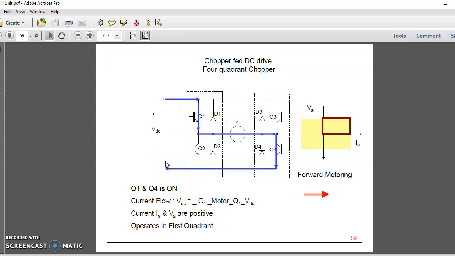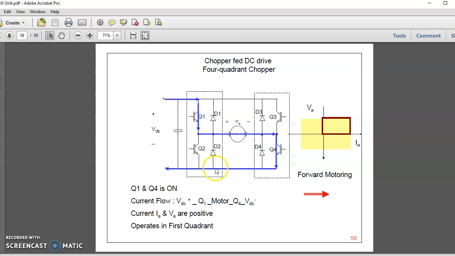So today we are going to discuss the last topic of this unit, that is the type E chopper connected to a DC motor drive. Here you will get the four quadrant operation. The four quadrant chopper is generally considered as a parallel combination of two type C choppers.